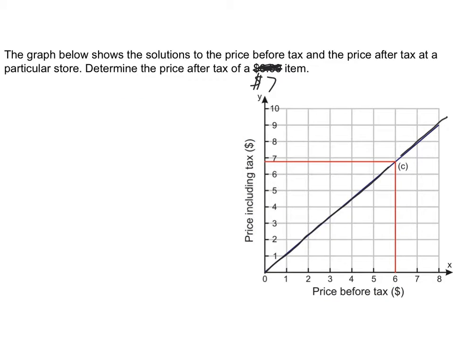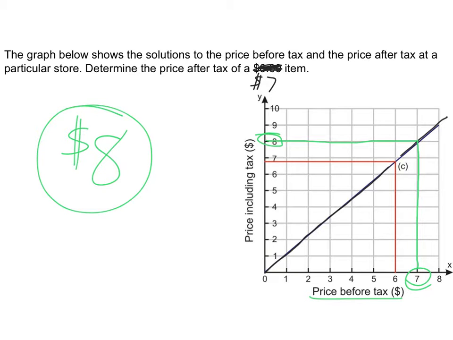Now let's take a look at what would happen if we wanted a $7 item before tax, how much that would cost afterwards. So again, price before tax is where we start. So we want a $7 item. We bring that all the way up to the graph. As soon as we hit the graph, we can go all the way to the side. And you'll see here that it lands right on $8. So before tax costs 7, after tax costs 8.